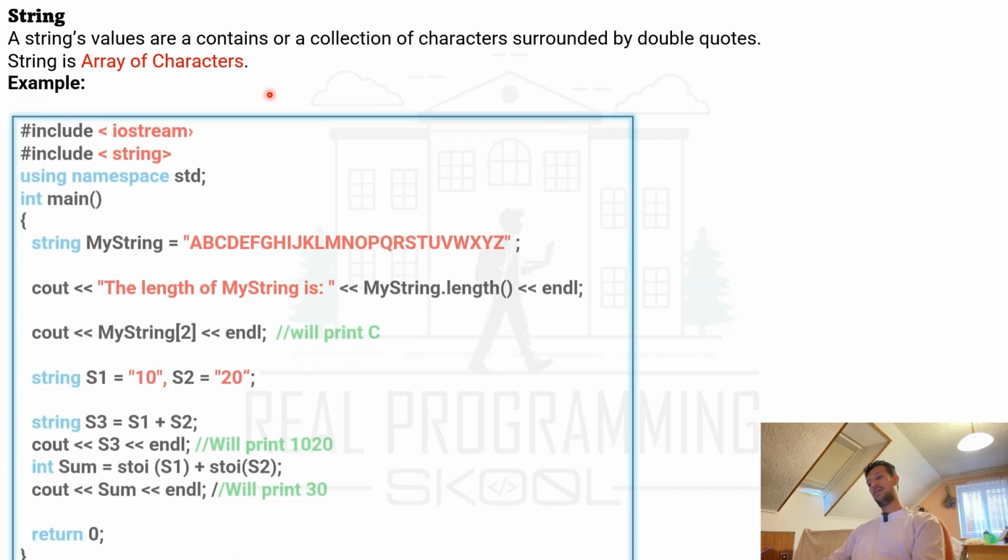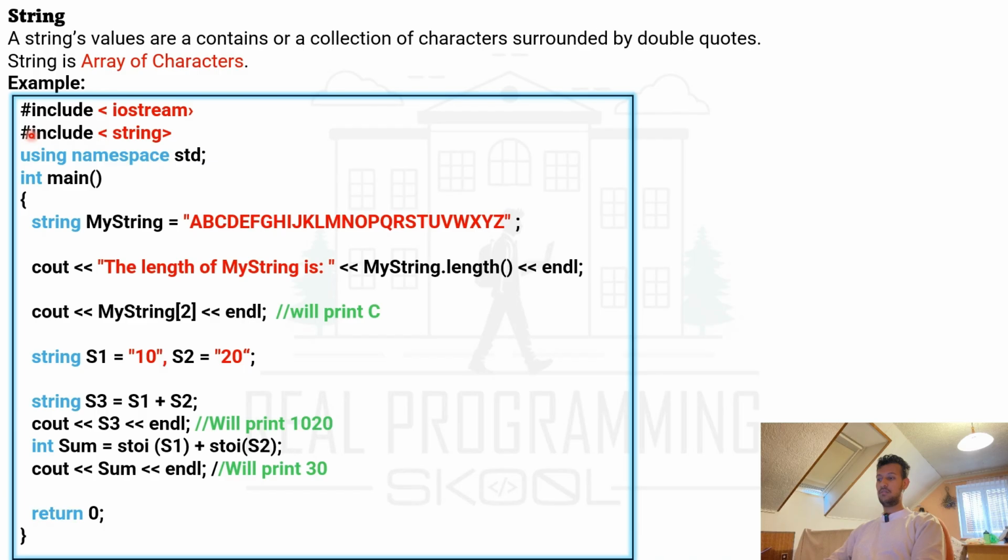All right, I have here a small example program: hashtag include iostream, hashtag include string, using namespace std. Here I define a string data type and declare the variable myString equal to double quotation marks, and inside these two double quotation marks I put a text. The text here is the English alphabet, from A to Z. To know the length or the size of this string, I will write this syntax: myString dot length, two brackets. Don't forget to put two brackets after the word length.